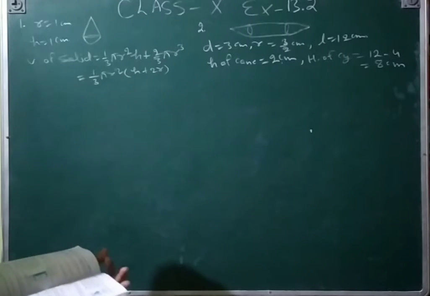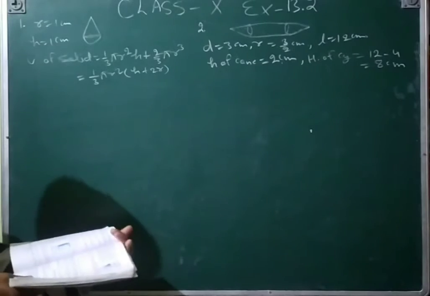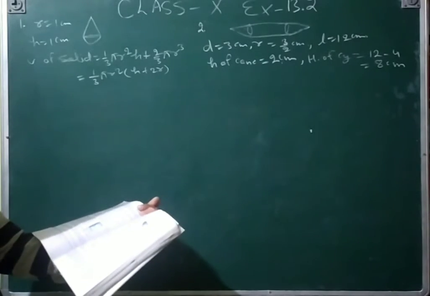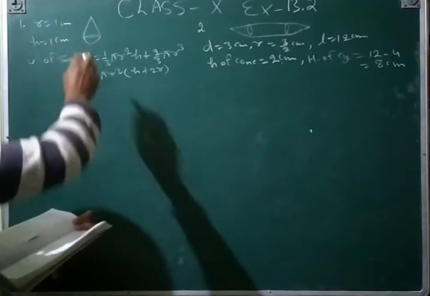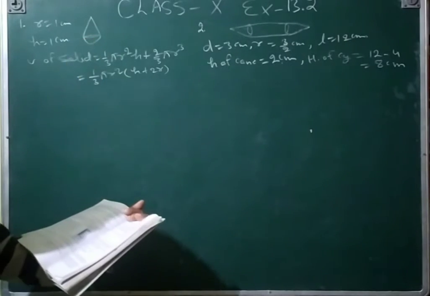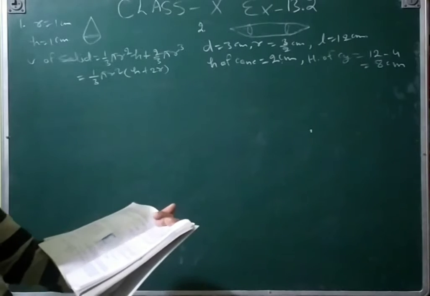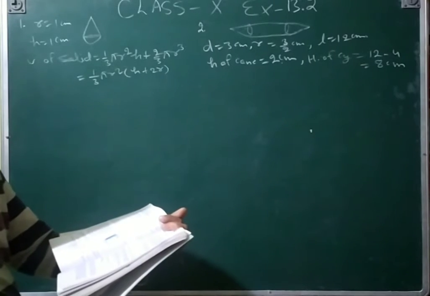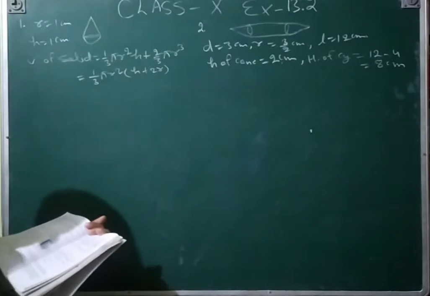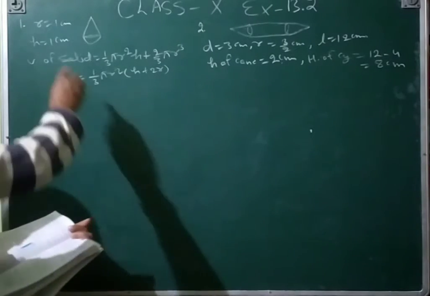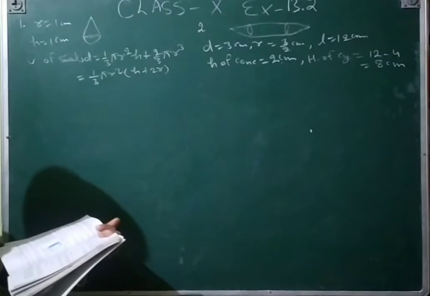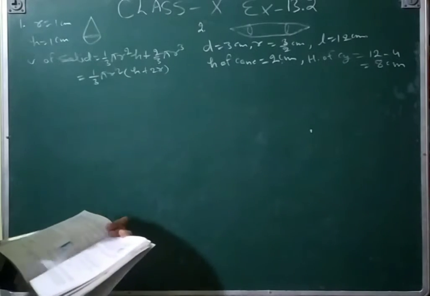Chapter 13.2, first question. A solid is in the shape of a cone standing on a hemisphere, with both their radii being equal to 1 centimeter. So the radius is equal to 1 centimeter, and the height of the cone is equal to its radius, that is 1 centimeter. Find the volume of the solid in terms of pi.